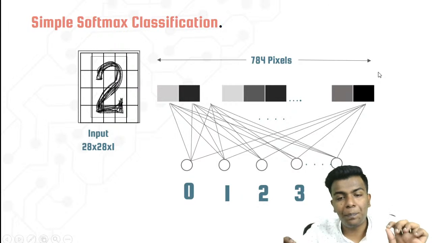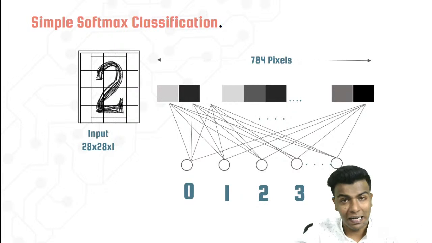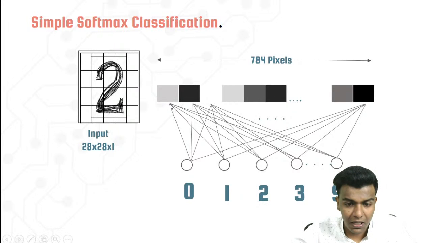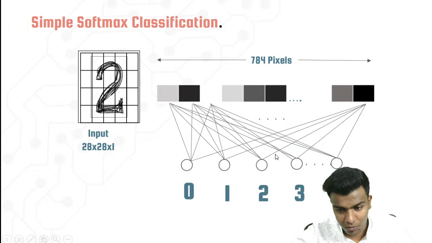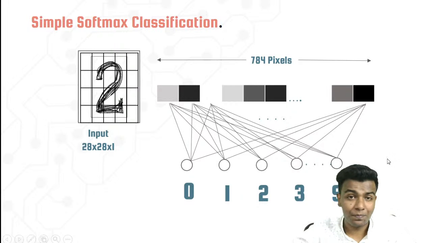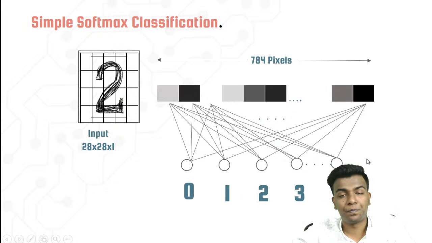Each and every pixel of the 784 pixels is going to be connected with each and every neuron at the final state, or output layer. For example, the first pixel will be connected to 0, as well as 1, 2, 3, 4, up to 9. So it will be connected with 10 neurons at the final output layer. Each and every flattened pixel is going to be connected with each and every neuron at the final output layer.